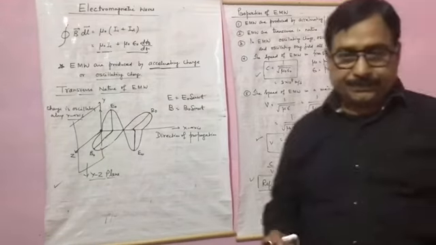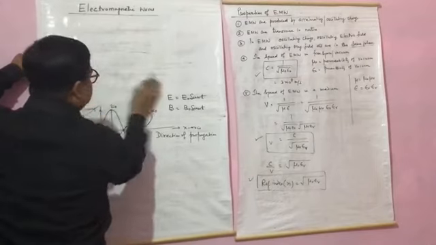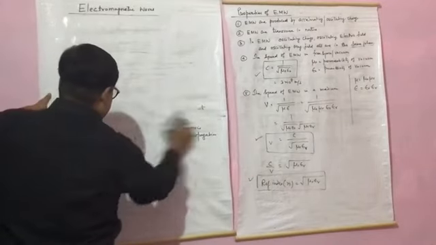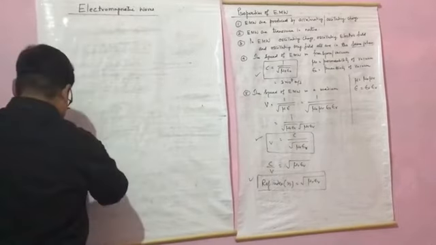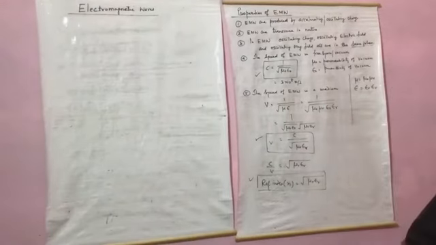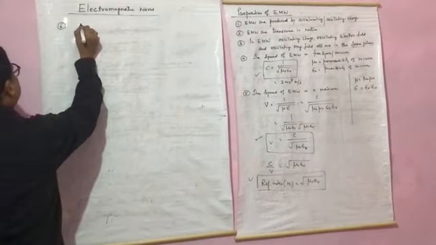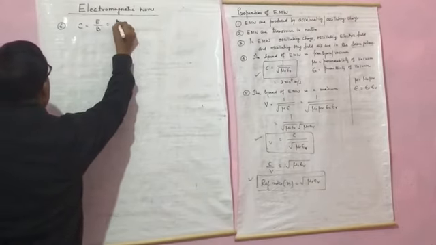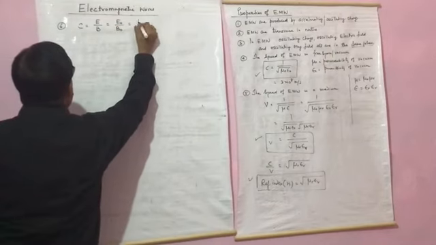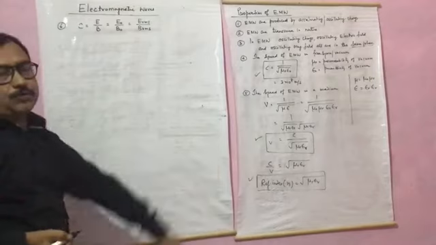Now the next property is the speed of electromagnetic wave is also given as c is equal to E upon B, or E naught upon B naught, or E RMS upon B RMS. So this also can be used to solve numericals.